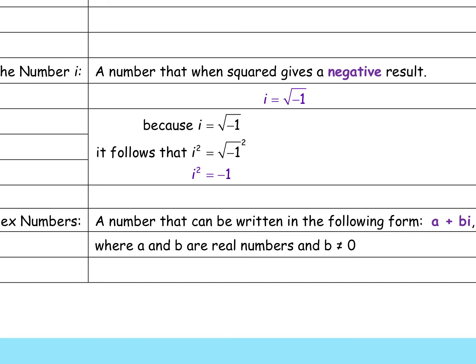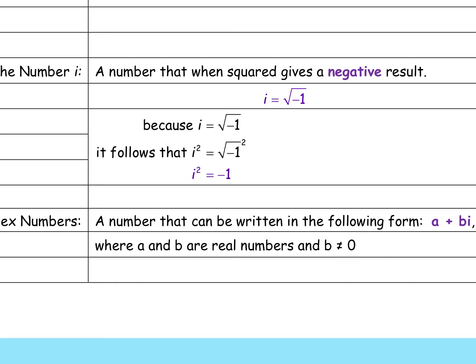So if I square both sides, right? If I square the i side, I have to square the other side. Whatever you do to one side, you do to the other side. i squared equals -1, because the square and the square root cancel out. So you're going to use that one a lot. i squared equals -1.